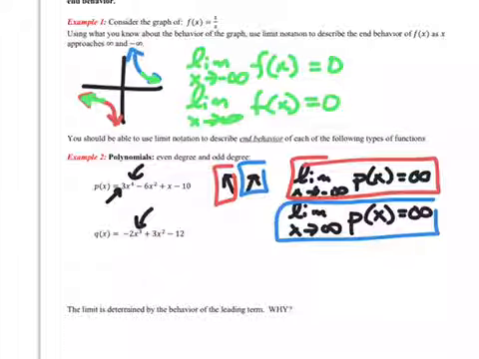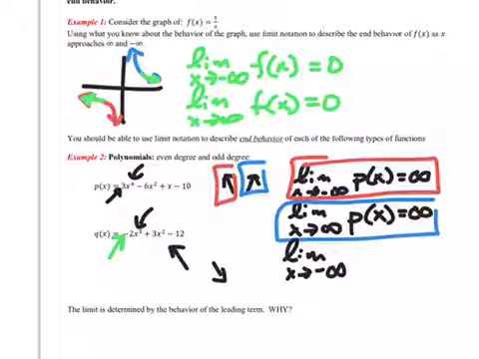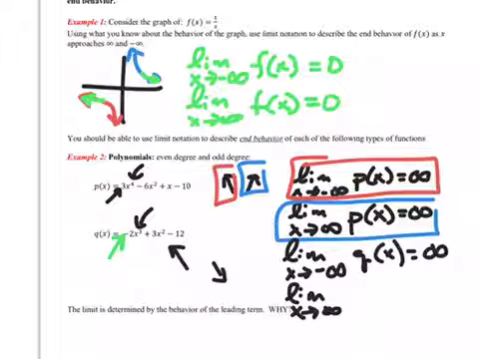Okay, with q of x, we have a negative leading coefficient with an odd degree. If you have a positive leading coefficient with an odd degree, that's what we'd get for end behavior. But we have a negative leading coefficient, so what that means is our end behavior will be up to the left and down to the right. So our limit as x goes to negative infinity of q of x would be positive infinity, and the limit as x approaches infinity of q of x would be negative infinity.